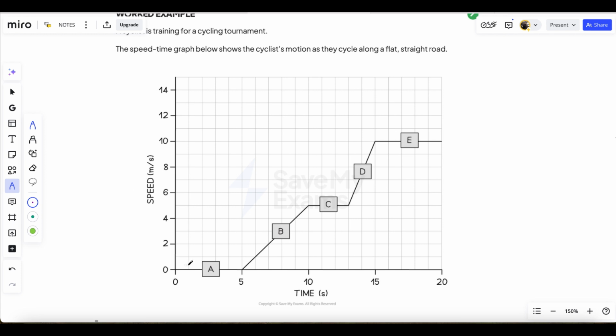In a speed time graph, when you're on the zero value, it means you are still resting. You've not started cycling. So point A means stationary. Point B now, he's cycling, right? He's moving with a constant acceleration.